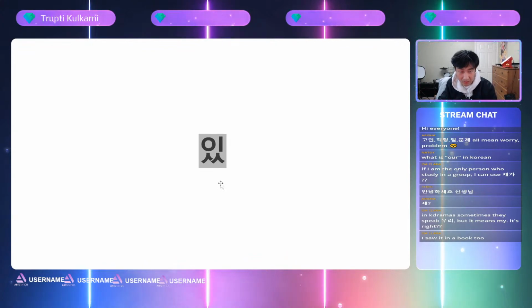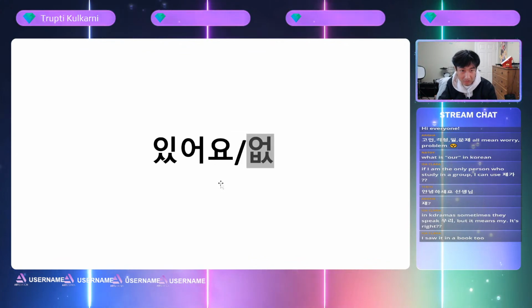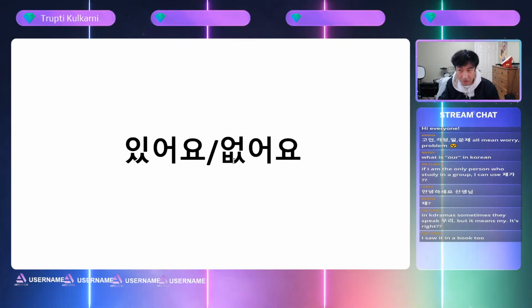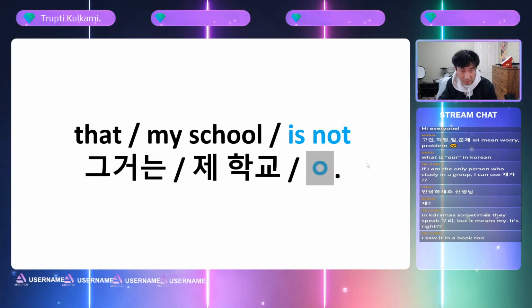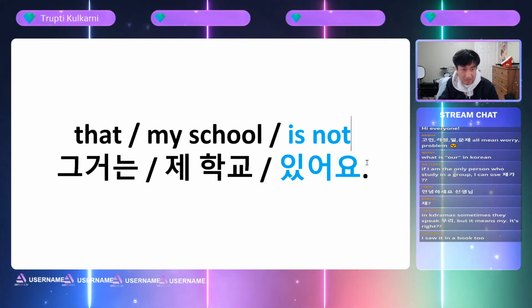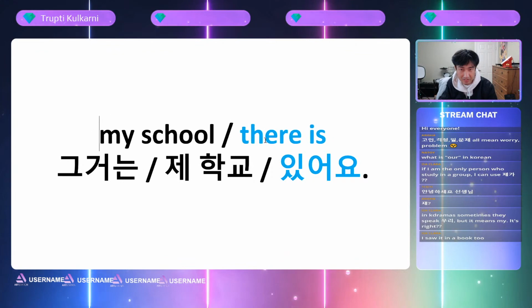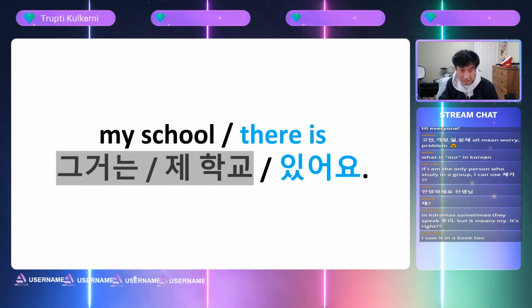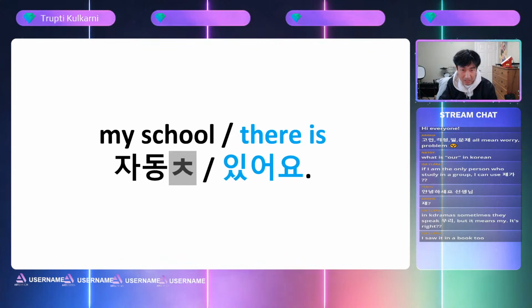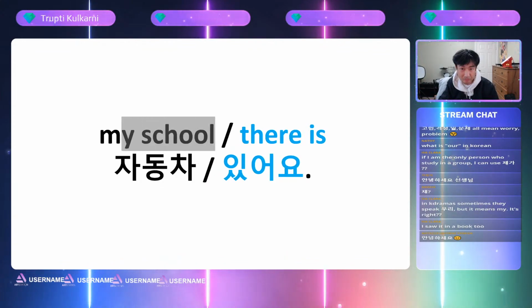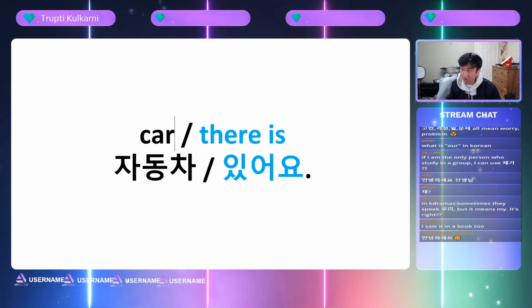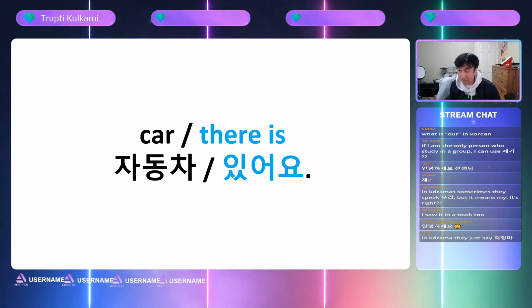Alright, let's try some sentences with 있어요 and 없어요. Okay, this one is super useful. If you say something 있어요, it means there is, there is or there are. So if you say something like 자동차 있어요, 자동차 is car, so there is a car.